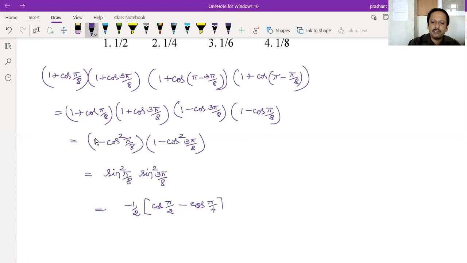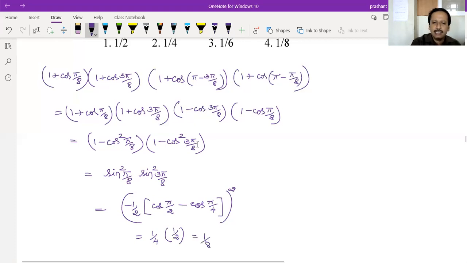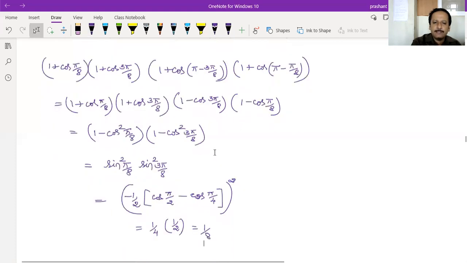Cos of minus pi by 4 is the same as cos pi by 4. Whole square is there. So it will be 1 by 4 into, this is 0, cos pi by 2. Cos pi by 4 is 1 by root 2, minus 1 by root 2 here, whole square, 1 by 2. So that will give you 1 by 8. Fourth option is the correct answer, 1 by 8.